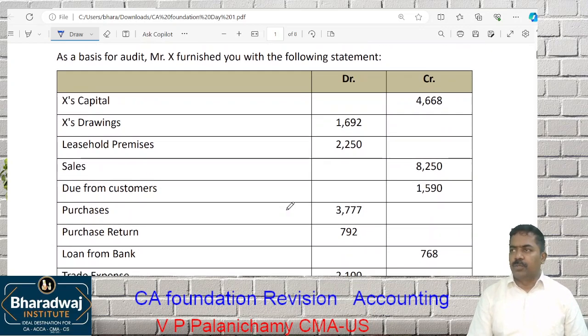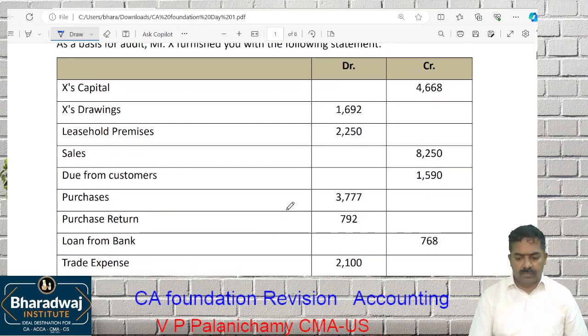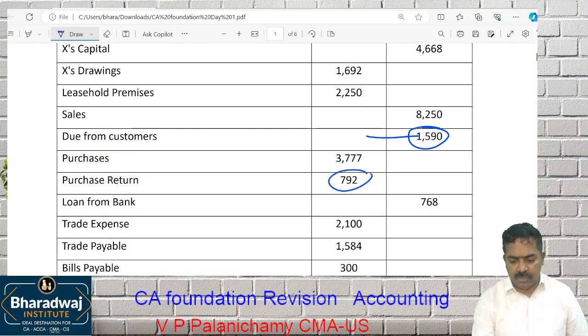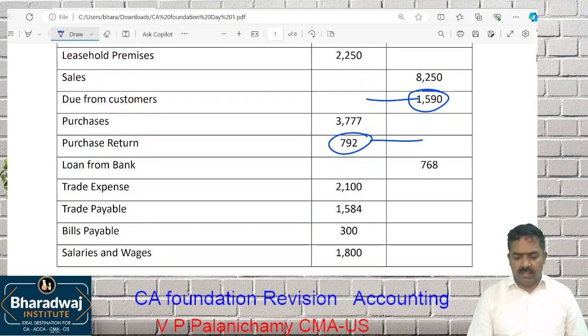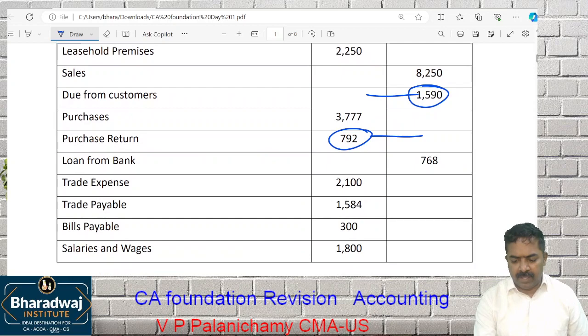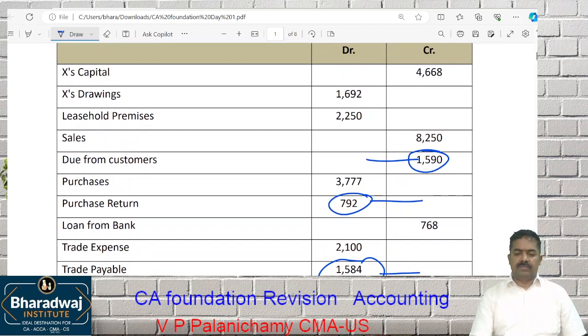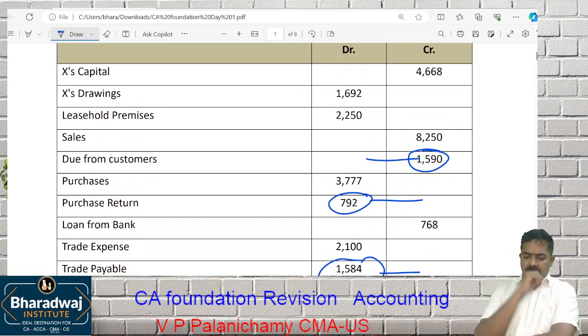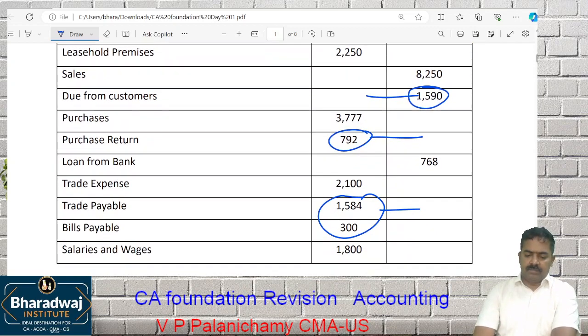Which are the things which are shown wrongly? Due from customers should be coming to which side? Debit side. Purchase return should go to the credit side. Trade payable, bills payable should go to the credit side. So for the answer, we should again prepare the trial balance. Yes.